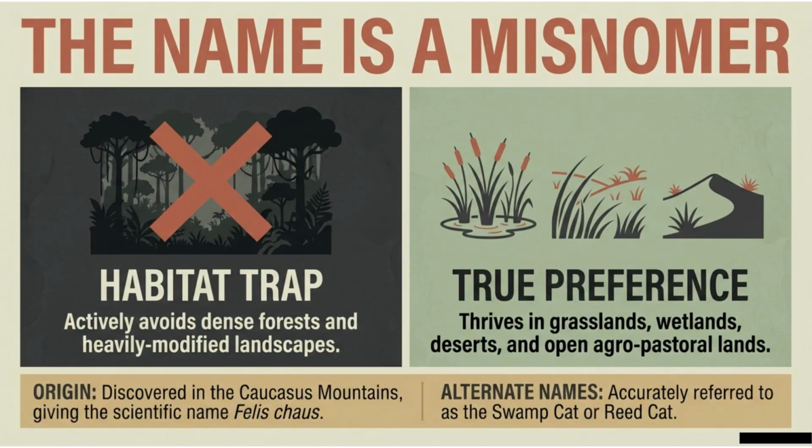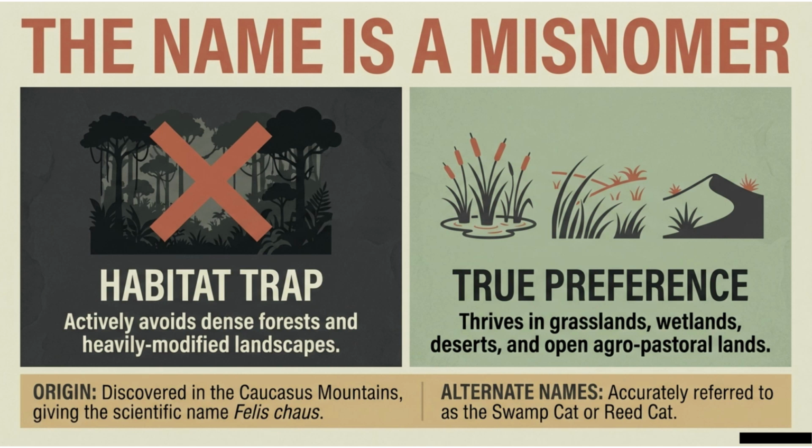Now let us understand the basic introduction of the jungle cat. Its scientific name is Felis chaus and it is a medium-sized cat. One important conceptual point here is that the name jungle cat is actually misleading because it does not prefer dense forests. Instead, it thrives in open habitats like grasslands, wetlands, deserts, and agropastoral landscapes.